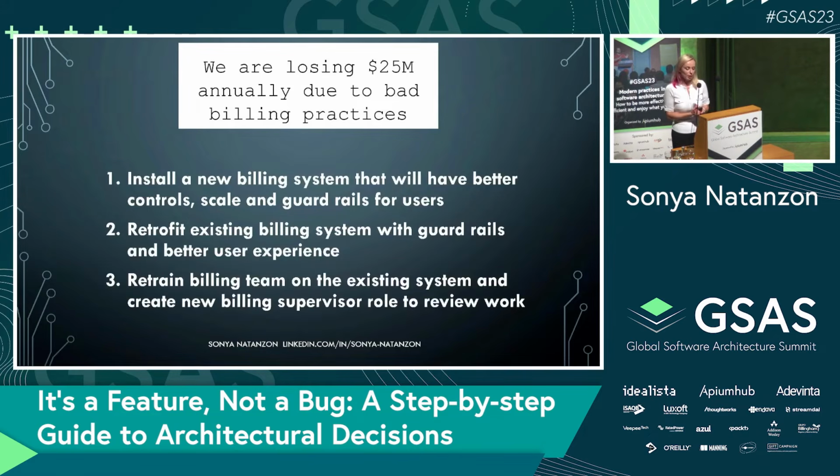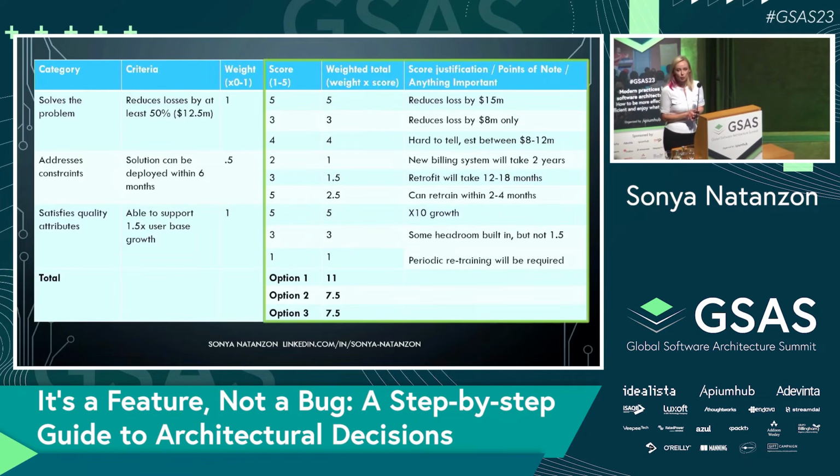So remember our problem statement of losing $25 million annually. Here are our solution options. And as we go through the evaluation criteria and assign scores, this, by the way, isn't all of it. I just picked 3. Otherwise, this slide gets a little too busy. And when we look at our weighted scores, there's something interesting here. Our people and process solution scores about the same as an upgrade and retrofit of an existing billing system.